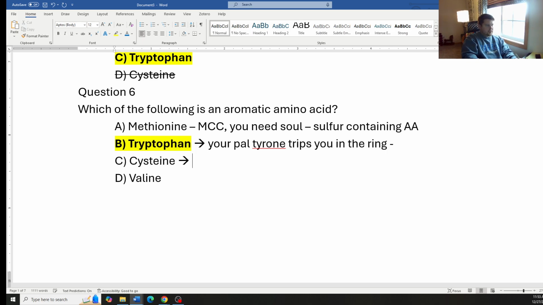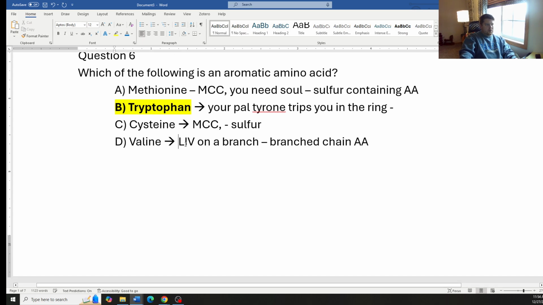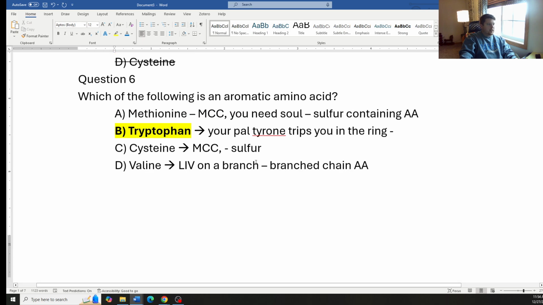Let's keep going. Cysteine, however you want to pronounce it. Again, our MCC, this is a sulfur-containing amino acid. Valine, we live on a branch. This is our branched chain amino acid. Remember, leucine, isoleucine, and valine are our branched chain amino acids.